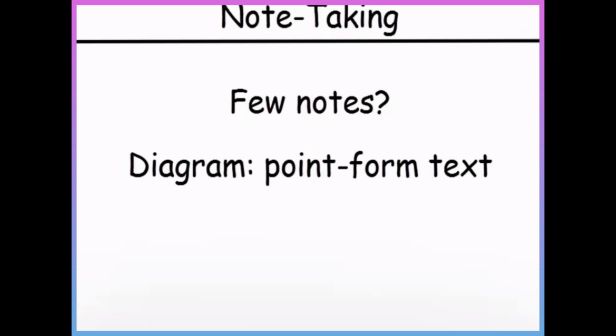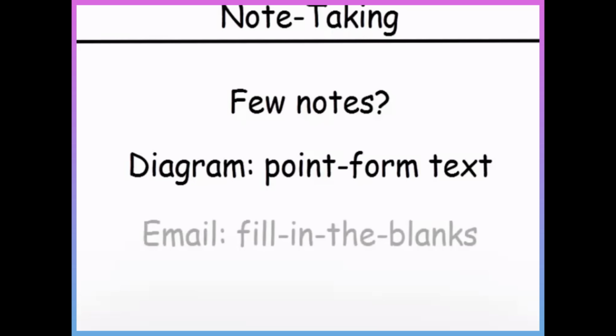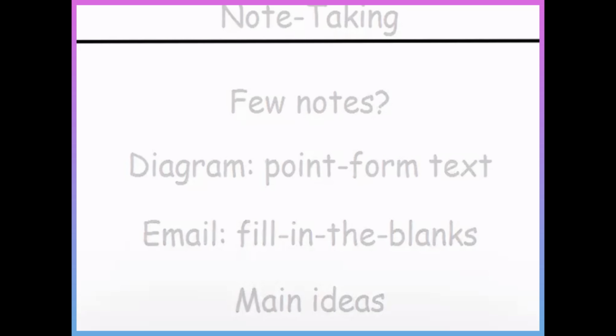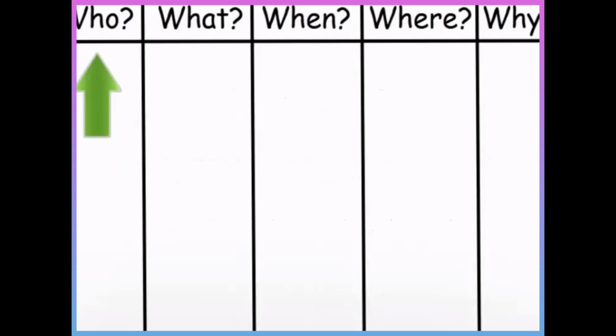Reading Part 2 also contains a short email containing fill-in-the-blank questions about the diagram. This email is shorter than in Reading Part 1. As you read through and try to answer the questions, it can be helpful to keep track of the main ideas in a W question chart like this. Who, what, when, where, why.